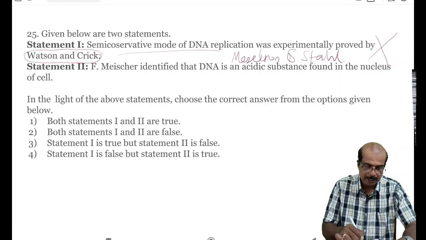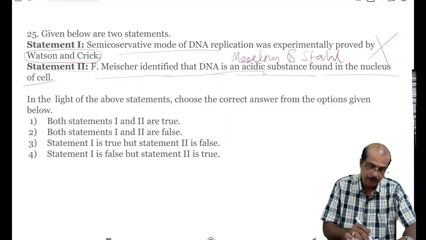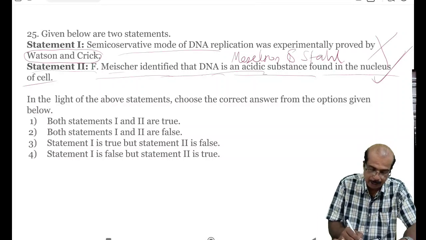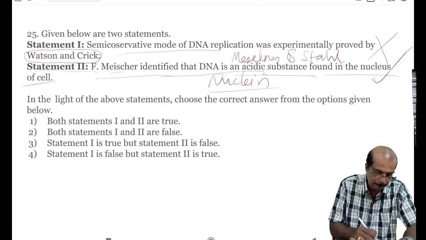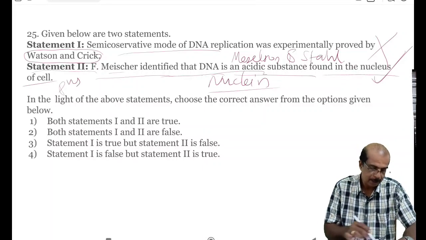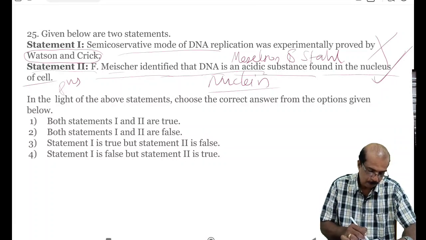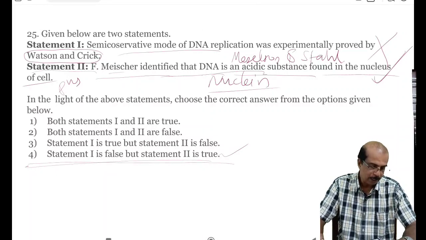Statement 2. Frederick Miescher identified that DNA is an acidic substance found in the nucleus of a cell. It is a correct statement. Here, Miescher identified the first DNA and named it nuclein, not DNA, nuclein. It is extracted from the nucleus of pus cells. So our answer to this question is statement 1 is false, statement 2 is true. Fourth choice will be our answer to this question. Moving to next one, 26.